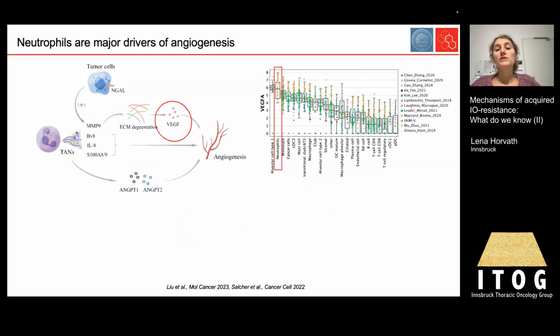So we know that neutrophils are a very important promoter of angiogenesis in the tumor microenvironment, particularly by expression of VEGF-A. We looked at this also in our own data. Here you can see on the right-hand side the different cell populations in the tumor microenvironment and how much VEGF-A they express. And you can actually see that neutrophils are one of those cell populations that express the highest amount of VEGF-A, even more than cancer cells themselves.